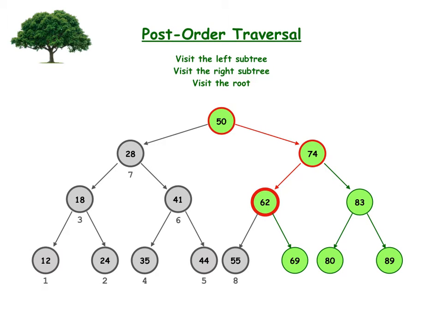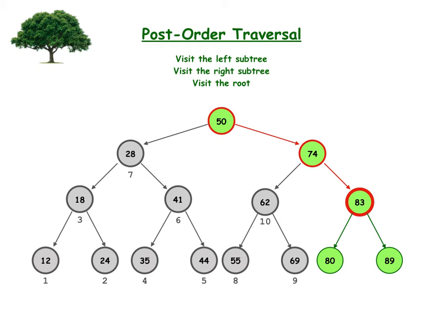So we've completed 55. We can now come back up. Before we visit 62, we must first go to the right, come down to 69. 69 has no left, it has no right subtree, thus we can now go ahead and visit the node 69. We're done with that, so we can come back up. 62's left subtree has been visited, its right subtree has also been visited, so now we can visit 62. And now that 62 is done, we can come back up. Now we're back at 74. 74's left has been visited. Before we visit 74, though, we must go to the right.